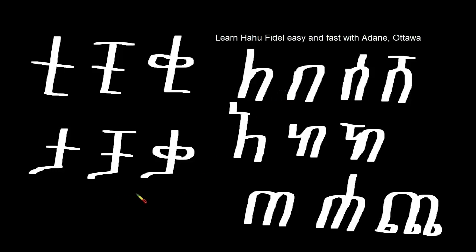For the two-legged Hahu Fidels, we have to add the line. Remember, we did that: the importance of line and circle. So this line comes here. We just extend this, drag it down, and drag this one to make the A sound for all Hahu Fidels that are two- and three-legged. We do this to make the A sound. La, ba, sa, sha. This is A, and this is ka, and this is ha, and this is of course ta, and this is ha.